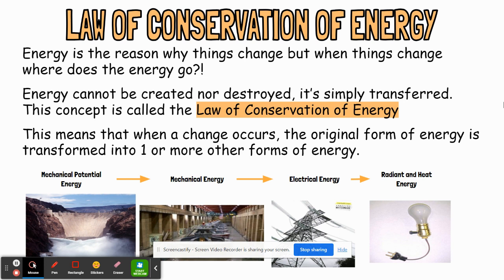So you have mechanical potential energy, which is the dam, which is turned into mechanical energy. The water powers the turbines, which create electrical energy, and that becomes radiant and heat energy.